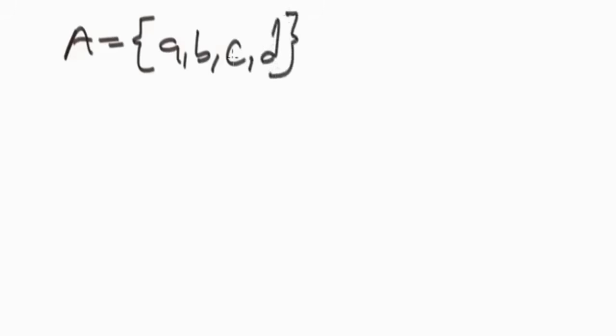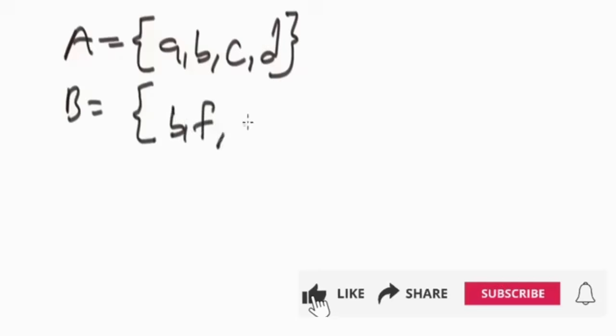We are going to learn how to solve problems involving union and intersection of sets with Venn diagrams. Let's begin with the example problem I have here. We are given set A to have the elements A, B, C, and D, and set B to have the elements B, F, G, and D.